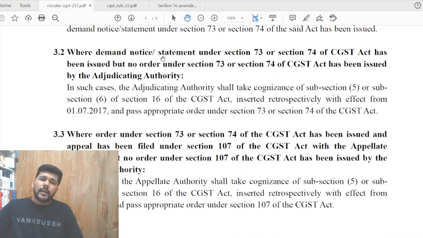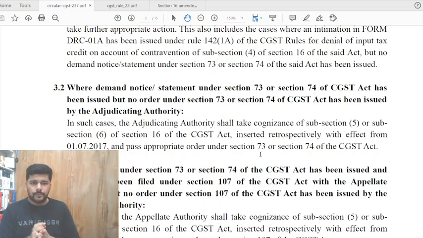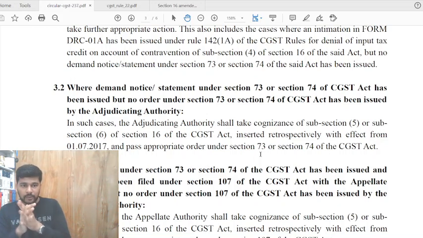Second category, where the demand notice or statement under 73 or 74 has been issued but order is not issued, means हम लोग का SCN confirm हो गया था, we filed an appeal... where the demand notice or statement under 73 or 74 has been issued but no order under 73 has been issued. Beg your pardon, this appeal wala thing we'll just cover in a while. Second category is that SCN was issued but order was not issued. In such case, the adjudicating authority shall take the cognizance of 16 subsection 5, inserted retrospectively with effect from 1st July 2017, and pass the appropriate order under 73 or 74.